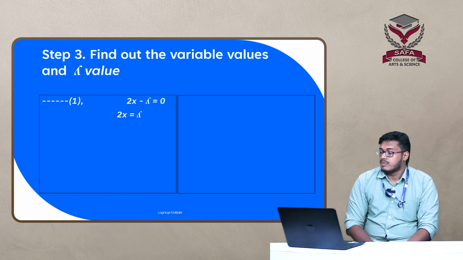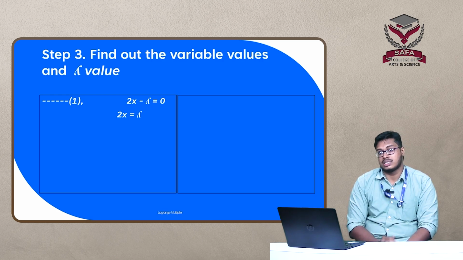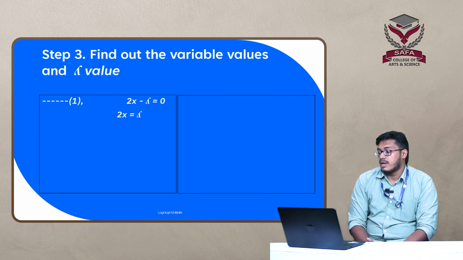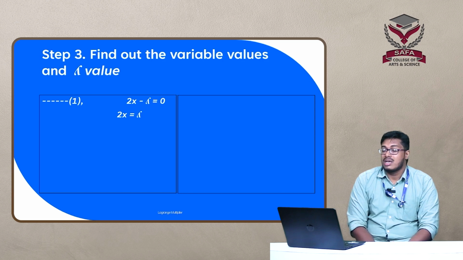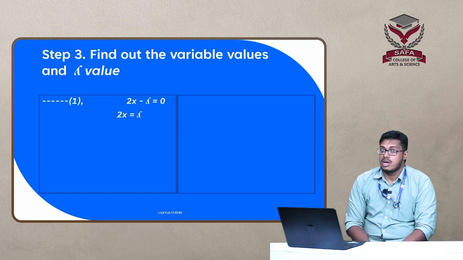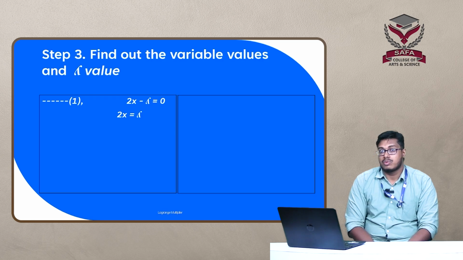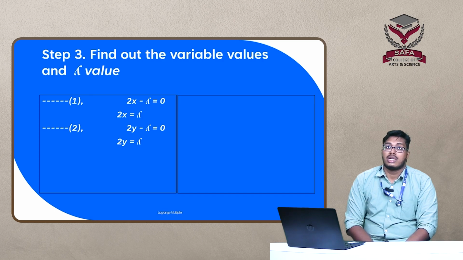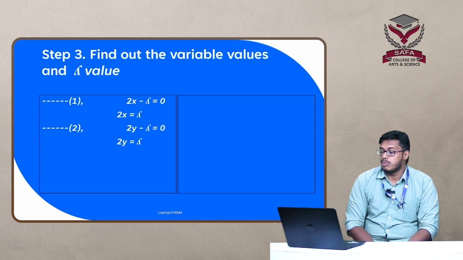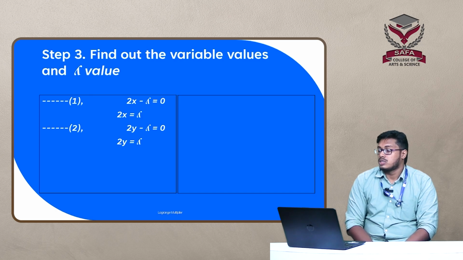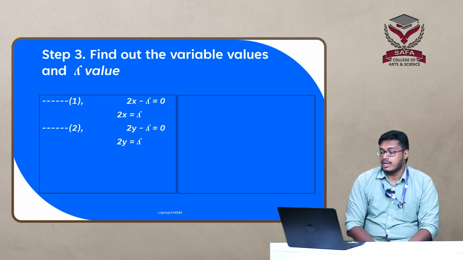In the equation 1, 2x minus lambda is equal to 0. When lambda is moved to the right part of the equation 1, we can get 2x equal to lambda. In the same way we can do with the equation 2. Then 2y minus lambda is equal to 0. It will become 2y is equal to lambda. So, lambda is equal to 2x and also equal to 2y.